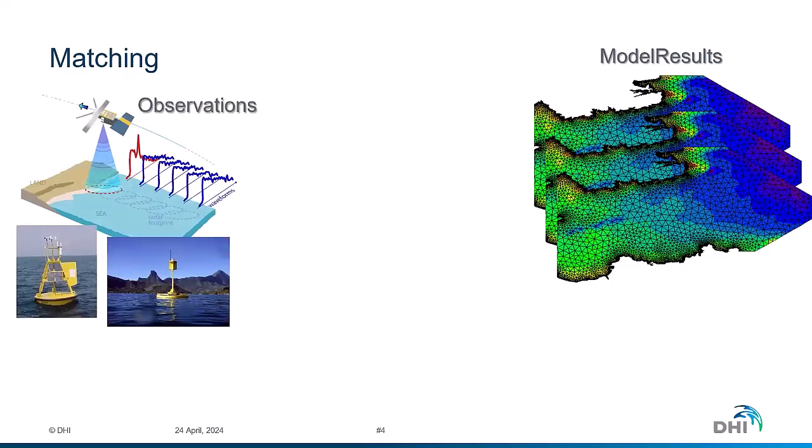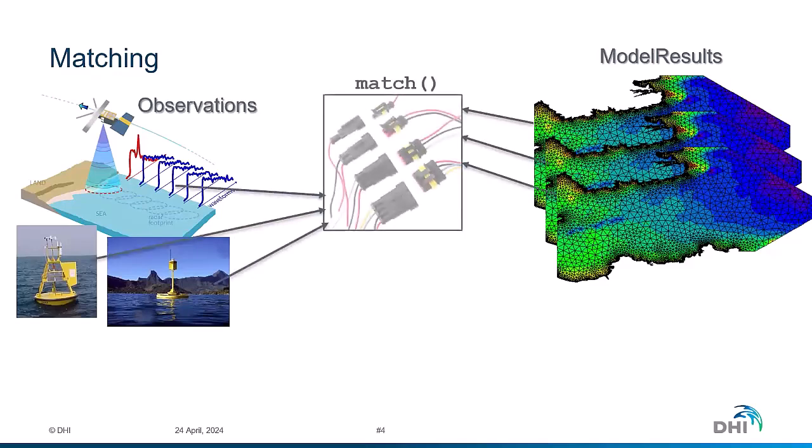Then you have some observations, because that's what ModelSkill does. It compares observations and model results. And then the step here with the matching is to match. If it's just time series, it's relatively simple. There may be a bit of interpolation in time. If it's a 2D model result, then there's also an extraction from that 2D model result to get to the right spatial positions and temporal position.